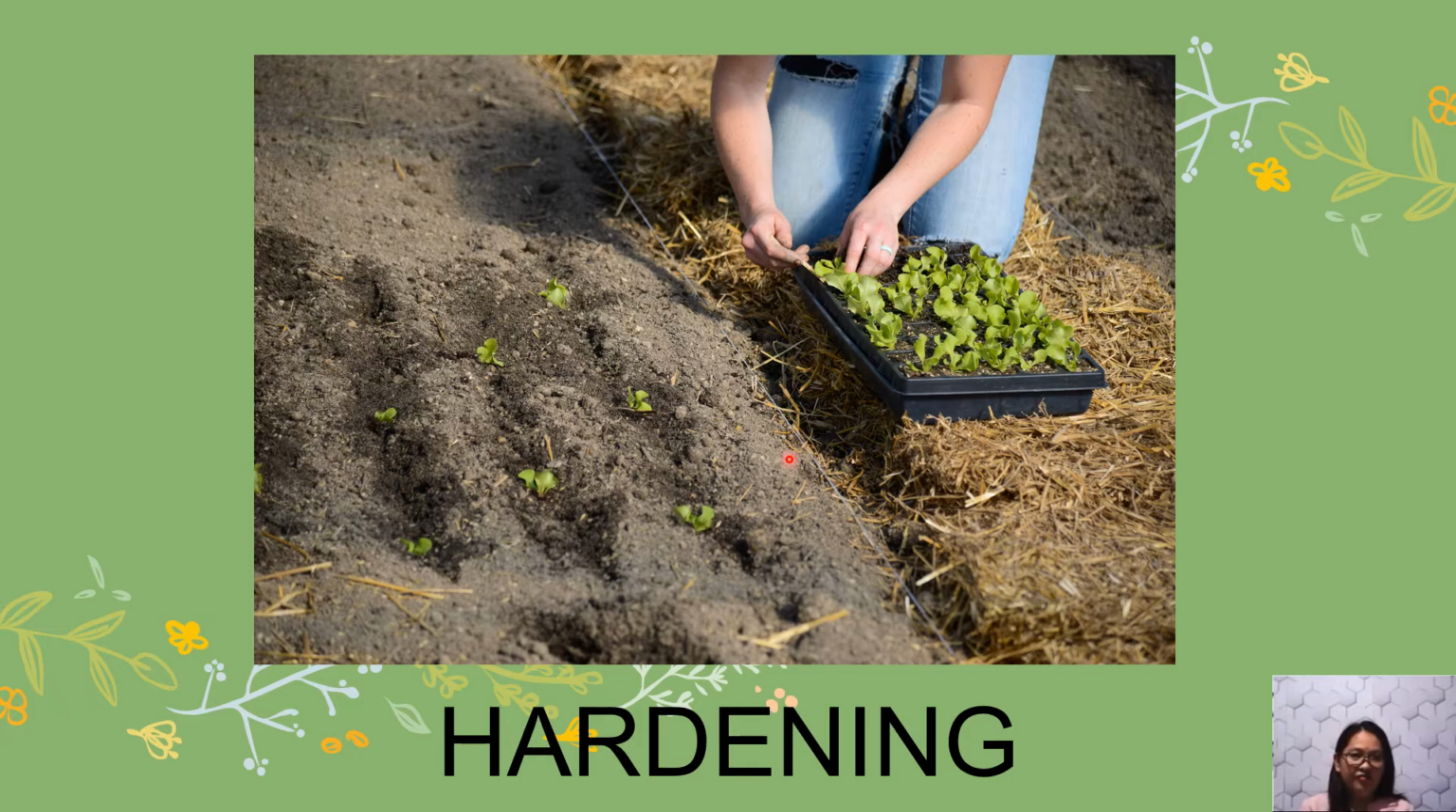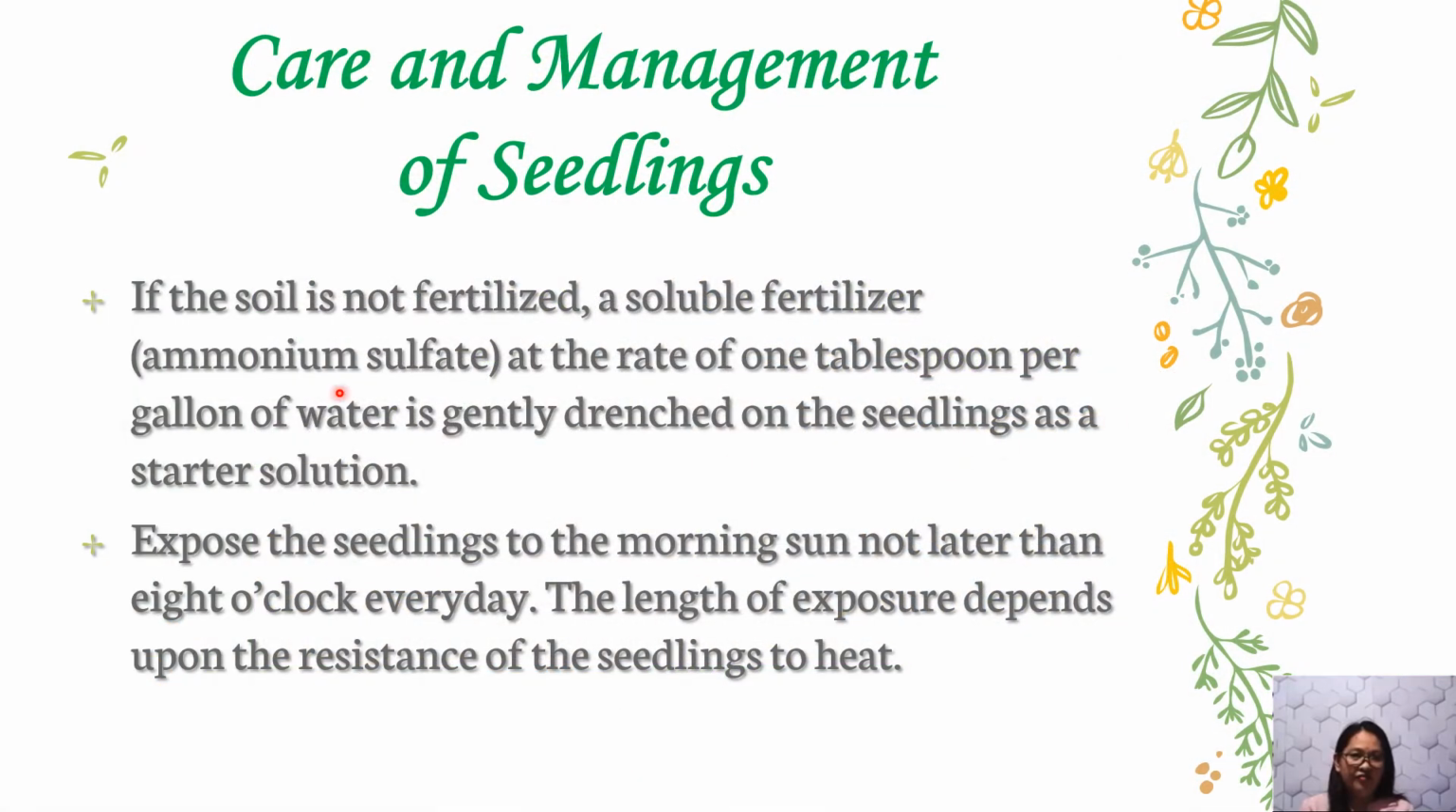Now, let's move on to the care and management of seedlings. If the soil is not fertilized, a soluble fertilizer or ammonium sulfate at the rate of 1 tablespoon per gallon of water is gently drenched on the seedlings as starter solution. It is important that after applying the starter solution, fresh water must be applied immediately to wash off fertilizer residues.